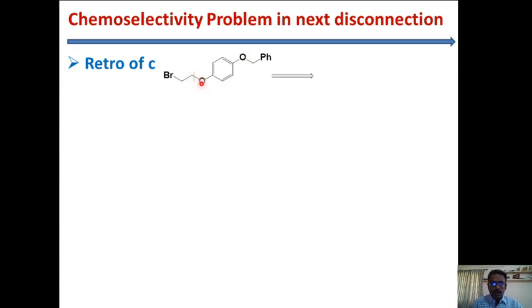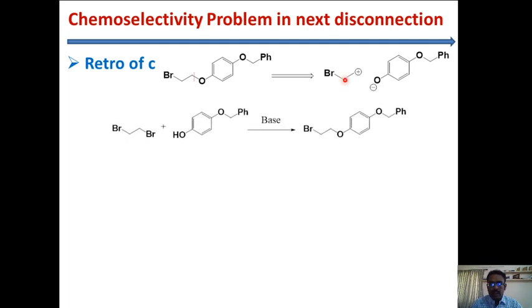First we are choosing this bond, because we already know, according to guideline number 1, we don't do it on the aryl part, we will do it on the alkyl part. So among these two possibilities, first you break this left side C-O bond. If you break that bond, you will have the synthons, an electrophile and this nucleophile. Then you can easily find the corresponding synthetic equivalent. This is the synthetic equivalent for this synthon, and this phenol is the synthetic equivalent for this nucleophile synthon. So now if you treat these two molecules in the presence of base, you should get this target molecule.